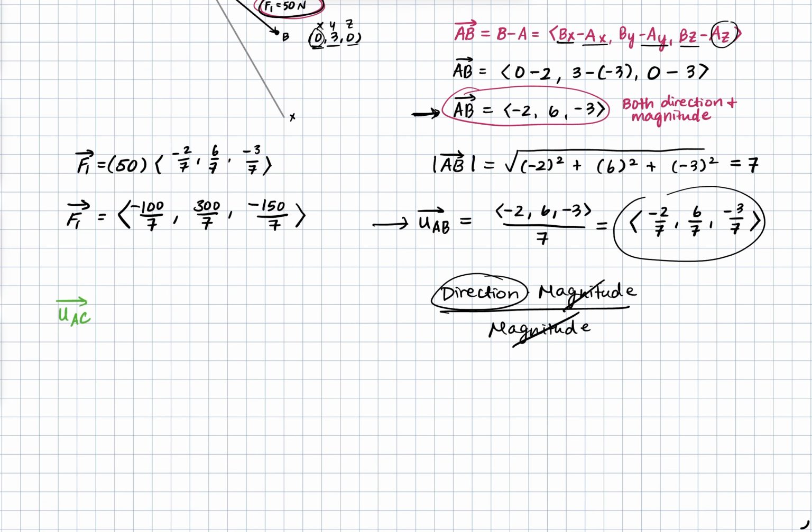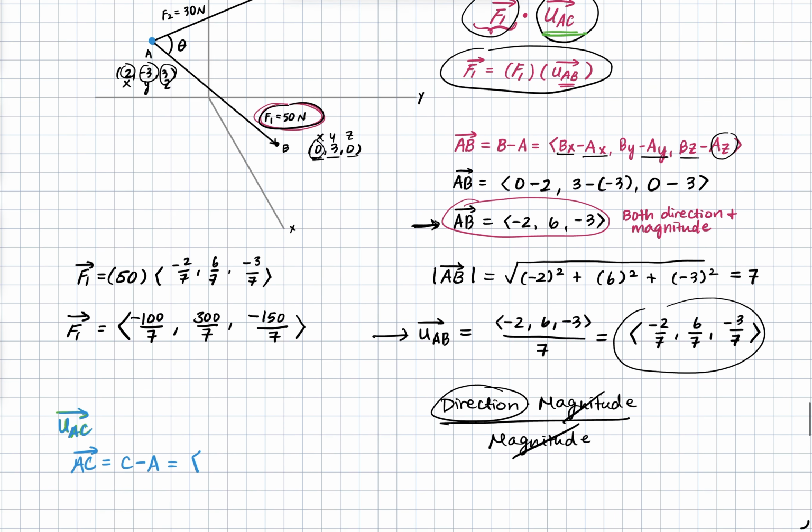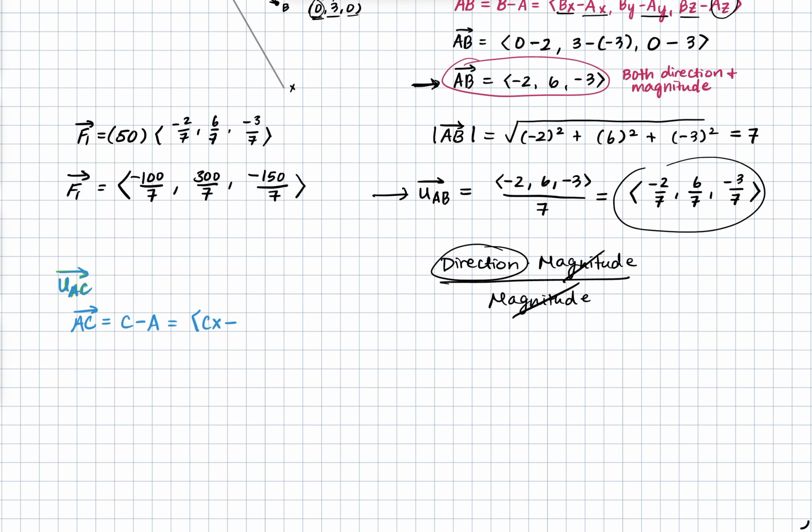UAC, what we're going to do is, I'm going to use a different color actually. UAC, what we're going to do is first find AC. So AC is again really C minus A. So we're just flipping them around. And we're going to take each component and subtract. So for C minus A, it's going to be the C component, so CX minus AX, comma, CY minus AY, comma, CZ minus AZ.